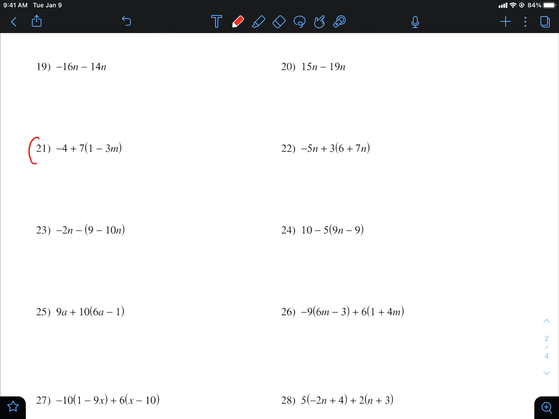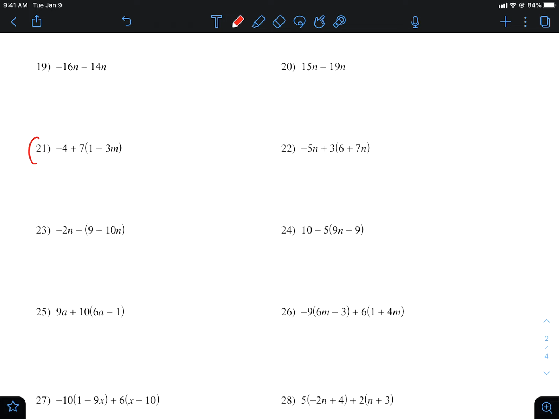So the thing with question 21 and beyond is that not only are they about combining like terms, but they're also about the distributive property. So in these cases, we are going to need to distribute values into brackets. So in this case, for number 21, what we've got here is -4 plus 7 times 1 minus 3m.